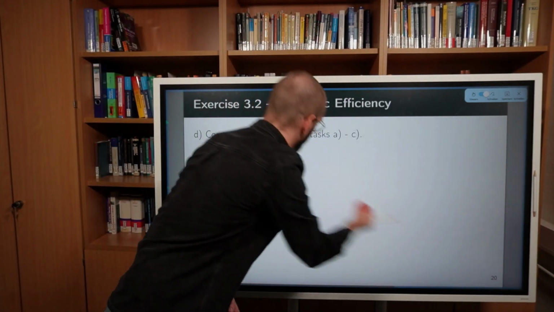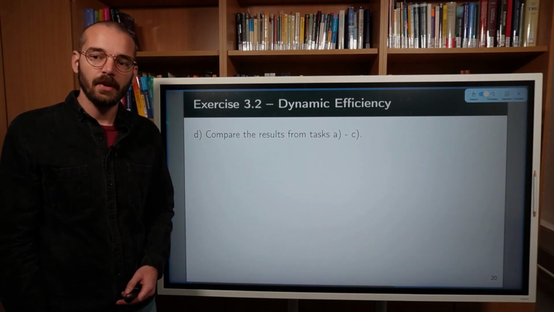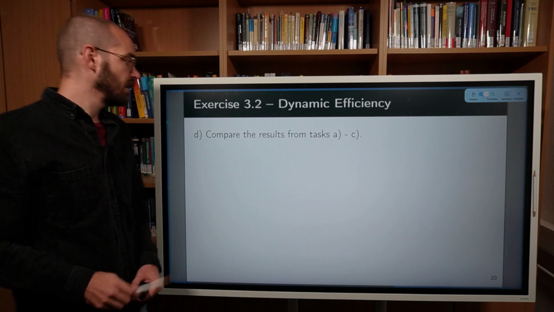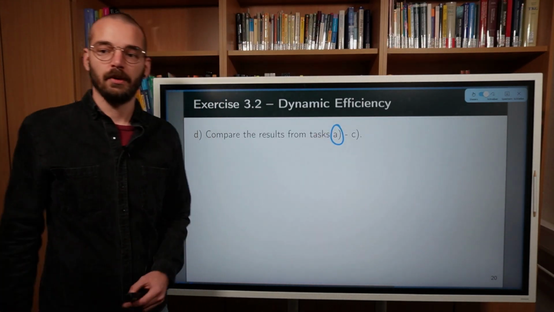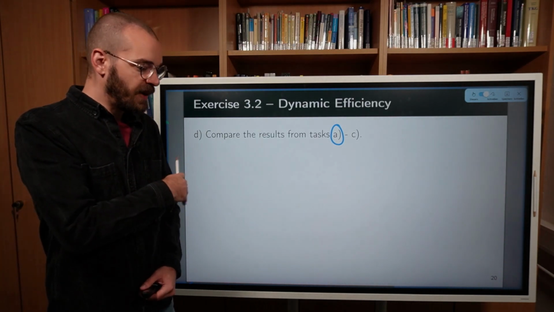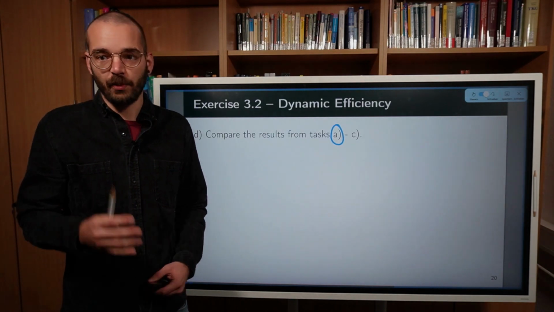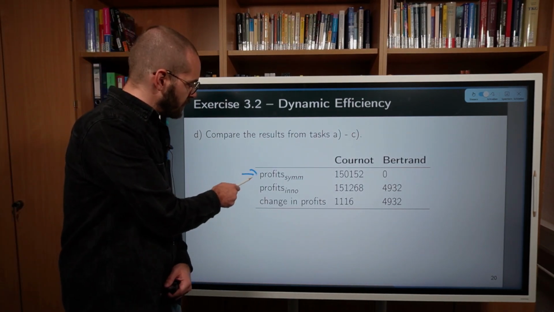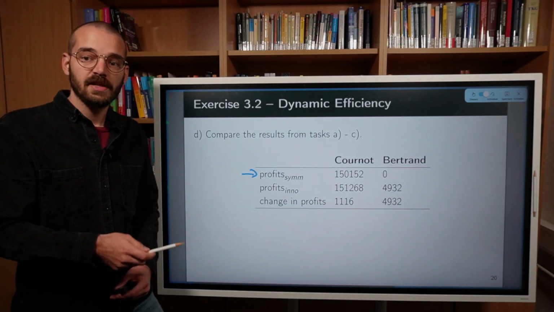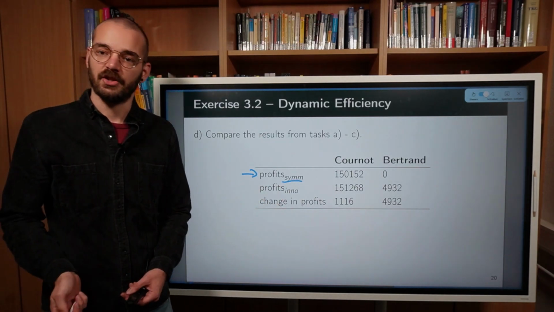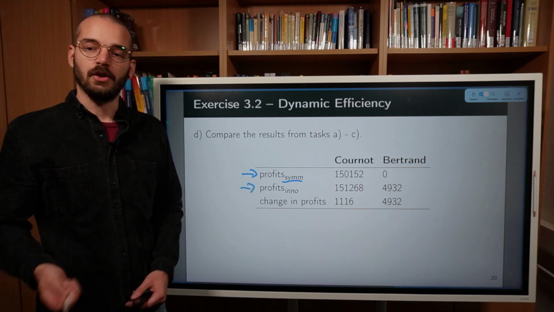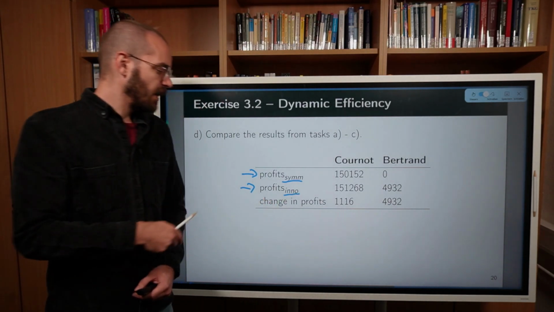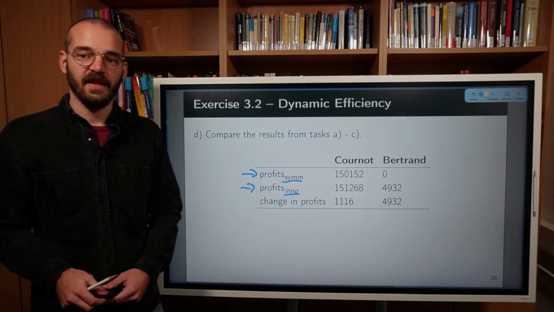And with that, we can come to task D, the final task of this exercise, where we are asked to compare the results of the previous tasks. So starting with the benchmark world, and then continuing throughout the Bertrand and Cournot competition market results for innovation and without innovation. One way to do so is by simply putting them all in a table. In the first row, you see the profits that each firm gets in a symmetric world, where there is no innovation and both firms have the same marginal costs. The second row then gives the profits of each firm, or the sum of profits of all firms, in an asymmetric world, where one firm innovates.